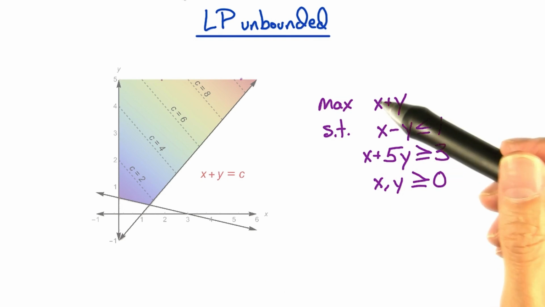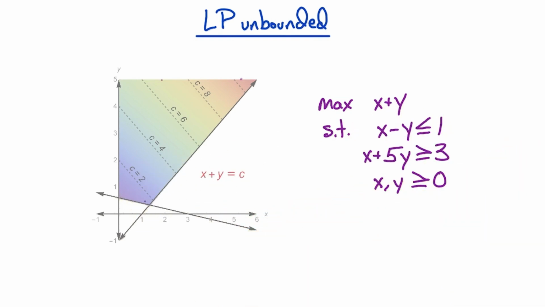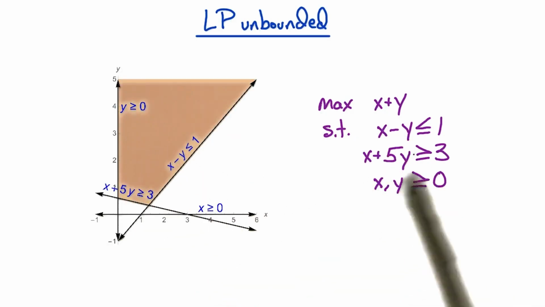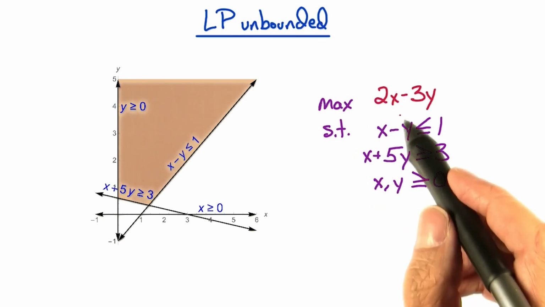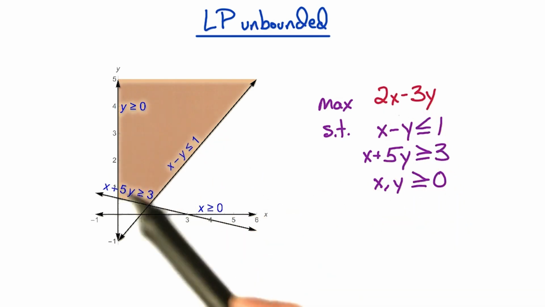Now there could be some objective functions where their optimum are achieved at these vertices. Let's take a look at such an example. So here again is the feasible region for this LP, and let's change this objective function. Let's maximize 2x minus 3y. Let's look at the level sets for this objective function in this feasible region.